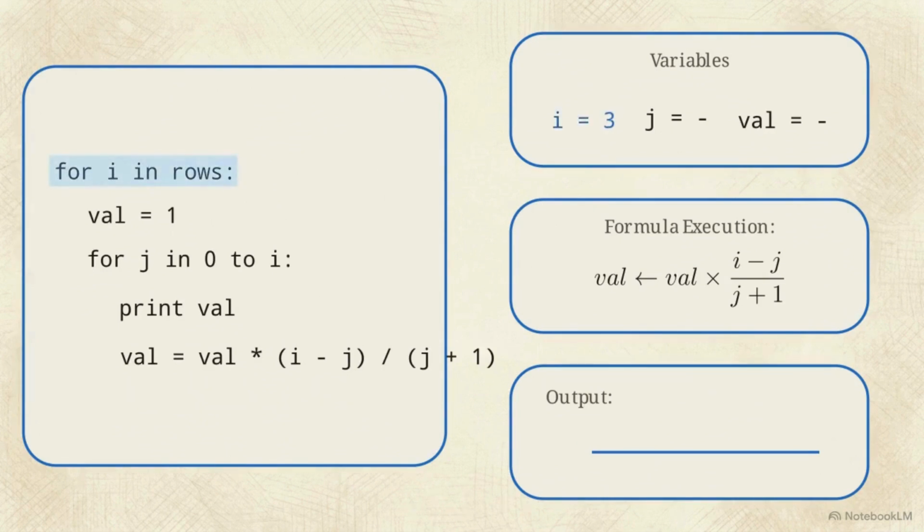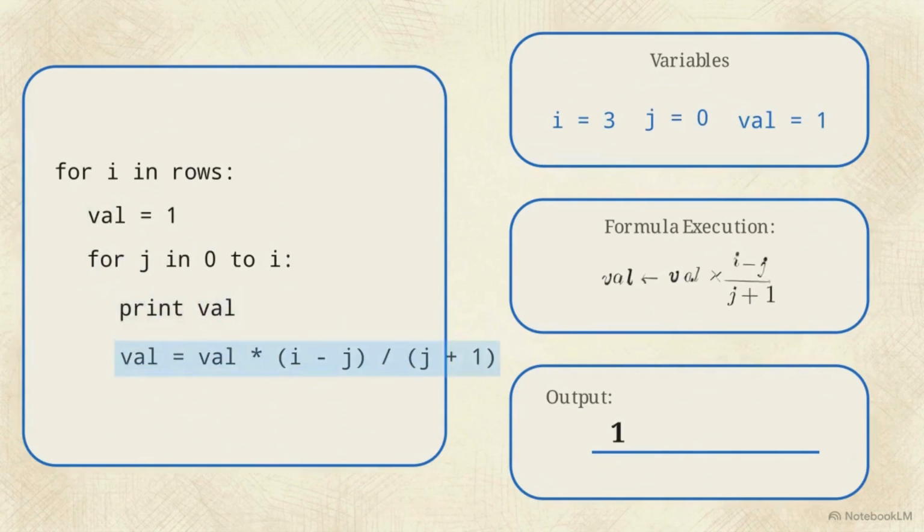We'll dry run row 3. Our outer loop, I, is 3, and our starting value is initialized to 1. At column 0, we print our 1. We then update our value using the formula. 1 times 3 minus 0, divided by 0 plus 1. Our val becomes 3. We move to column 1 and print the 3.